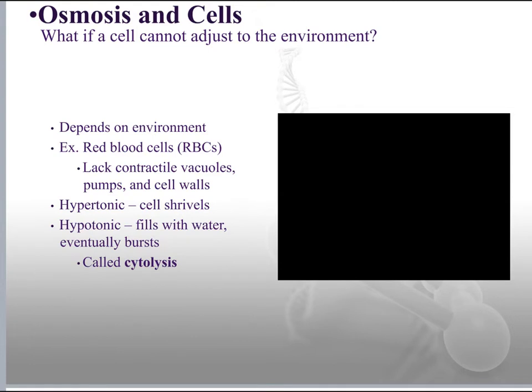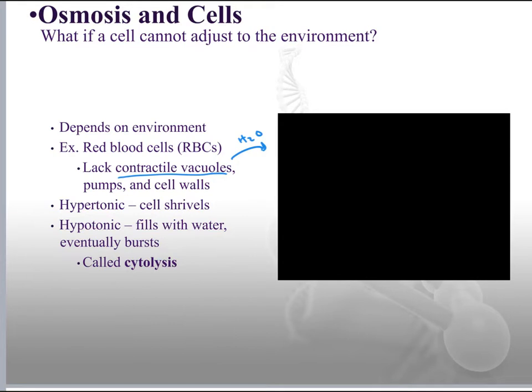Okay, going back to red blood cells for a second. What happens if a cell cannot adjust to the environment? Plant cells are pretty resilient. They have cell walls. They can prevent themselves from expanding too much. What happens if a cell can't do that? For instance, red blood cells. They don't have any way of ridding themselves of excess water. They don't have what are called contractile vacuoles, which pump water back out of the cell. They don't have pumps. They don't have cell walls.